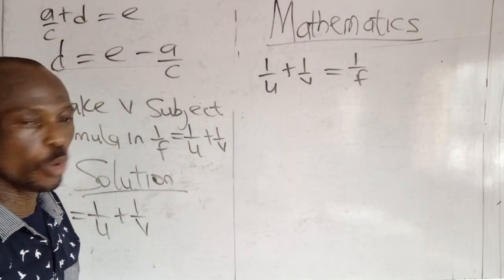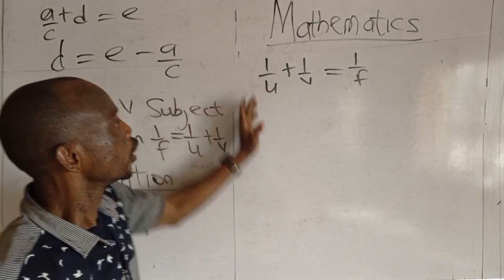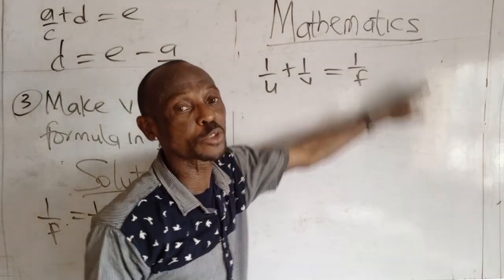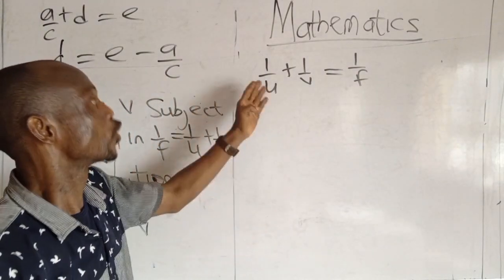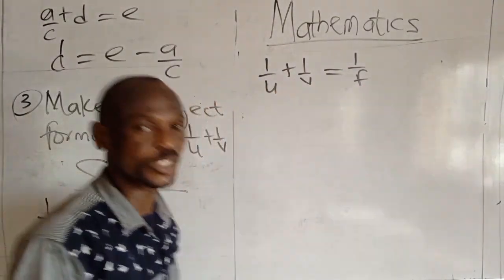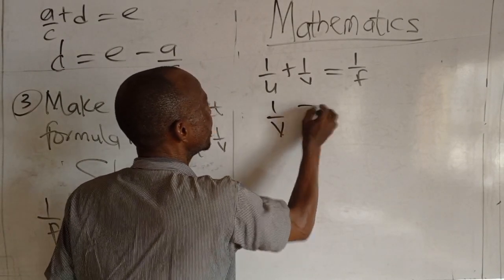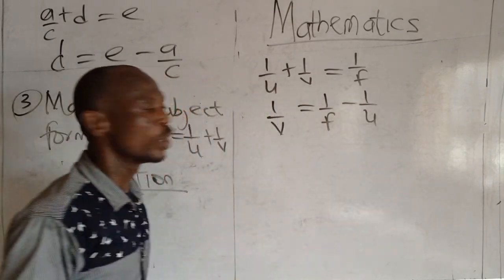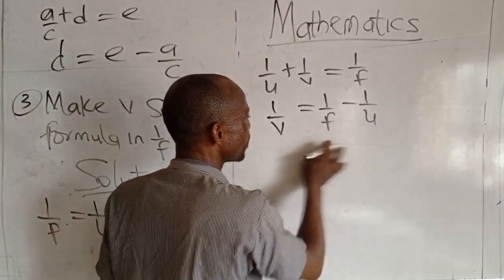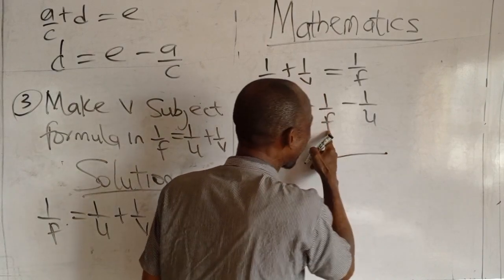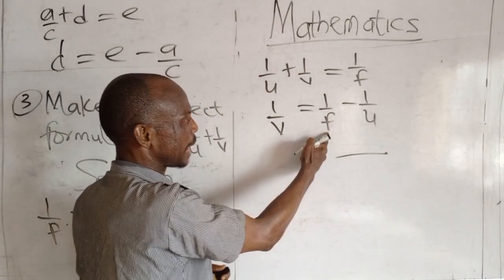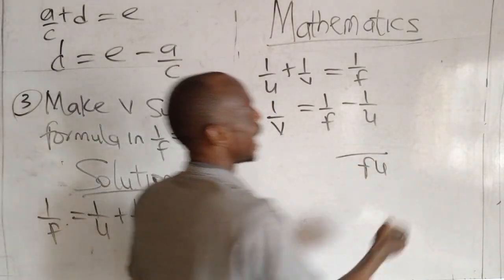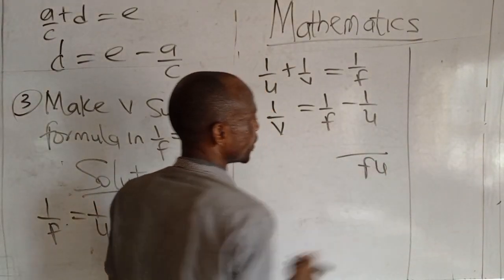So now, what do we do? We are going to pull 1 over U to the other side. It's positive here. When it crosses the equality sign, it becomes minus. It's the same thing as saying subtract 1 over U from both sides. So we now have 1 over V is equal to 1 over F minus 1 over U. So we're going to look for the LCM of F and U. The LCM of F and U is FU. So what do we do here? Now look at this. I want to bring out something.